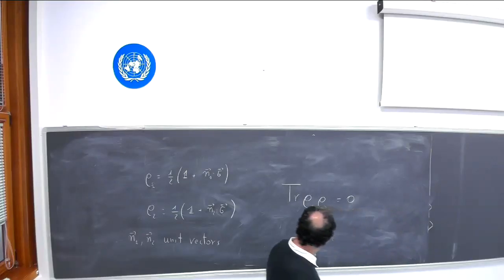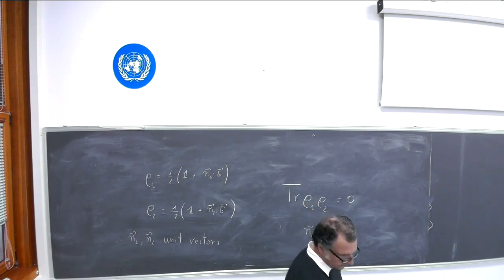Sorry, Professor. What's the last question? So I want to know what is the constraint obeyed by N1 and N2 such that the trace of rho 1 times rho 2 is 0. Okay. Yes. Very good.